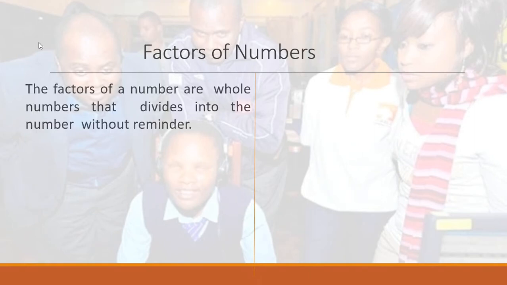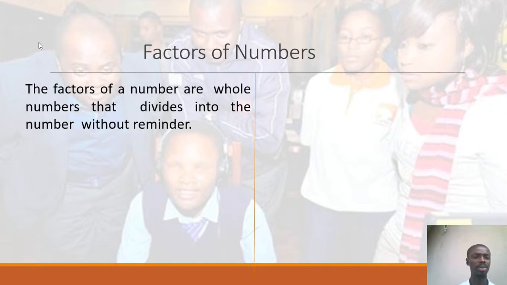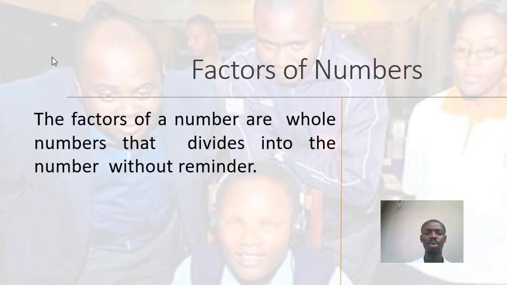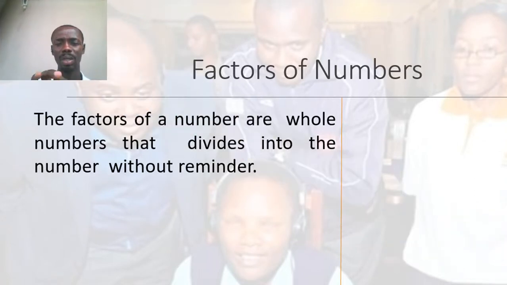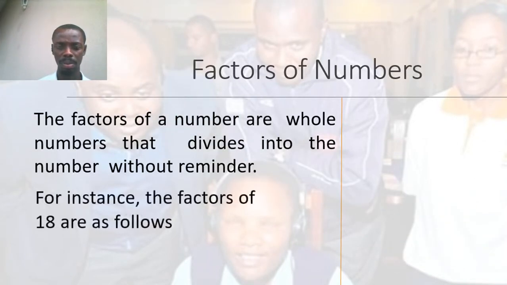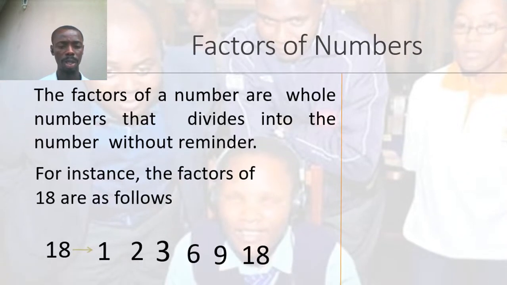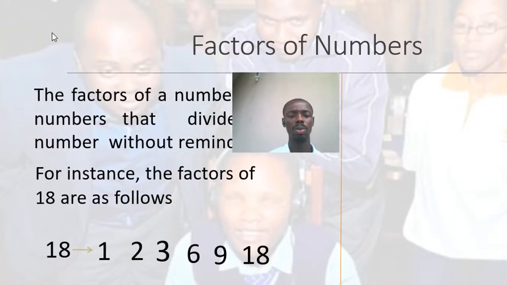Right now, for factors of numbers, we'll take the first objective, defining what the factor of a number is. So the factors of a number are whole numbers that divide into that number without a remainder. Let me simply explain what I mean. For instance, the factors of 18 are as follows, just like you see them coming up on the screen: 1, 2, 3, 6, 9, and 18.